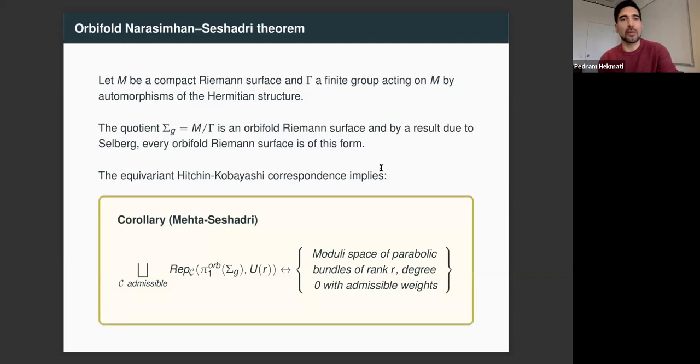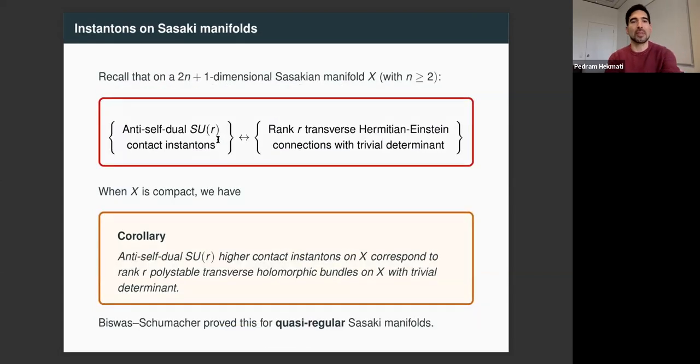I'm quickly running out of time, so let me just quickly mention that there's another application of the equivariant Hitchin-Kobayashi correspondence, that it implies an orbifold refinement of the Narasimhan-Seshadri theorem. But because I'm almost out of time, let me skip this.